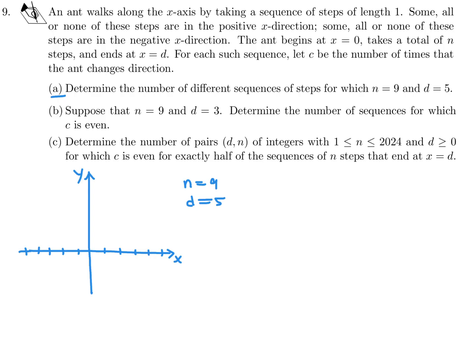Okay, so the d is referring to where it ends. So d equals 5, so this is where the ant ends. Regardless of whatever path the ant takes, it ends there. And then the number of steps is this. This is 9, so this is how many steps. And each step is of length 1.